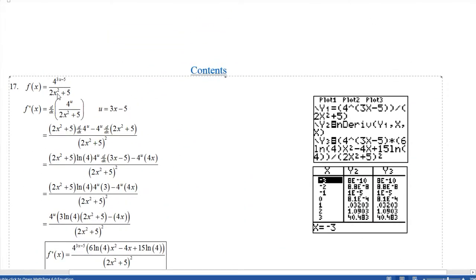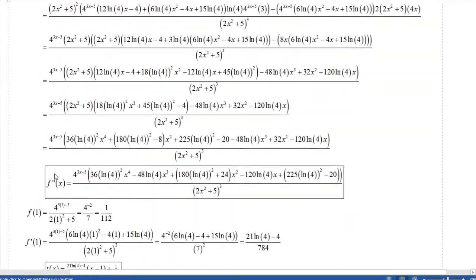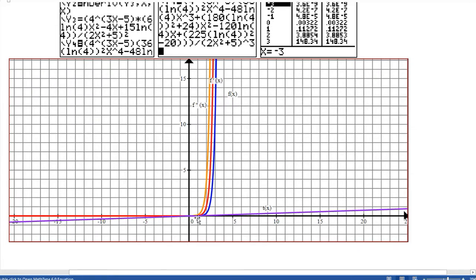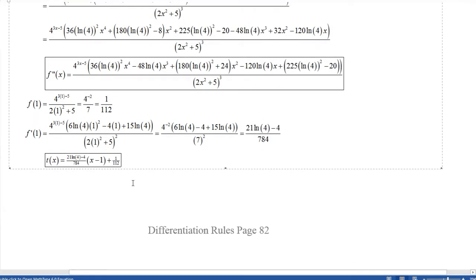Take the original function, plug in 1. Okay, and that's worked out right here. 1 squared is 1 times 2 is 2 plus 5 is 7. 3 times 1 is 3 minus 5 is negative 2. 4 to the negative 2 is 1/16. 1/16 times 1/7 is 1 over 112. So 1/112 is f of 1. So 1 comma 1 over 112 is where it is right here, just barely above the x-axis. And that's where the tangent line is going to touch the graph of the original function.